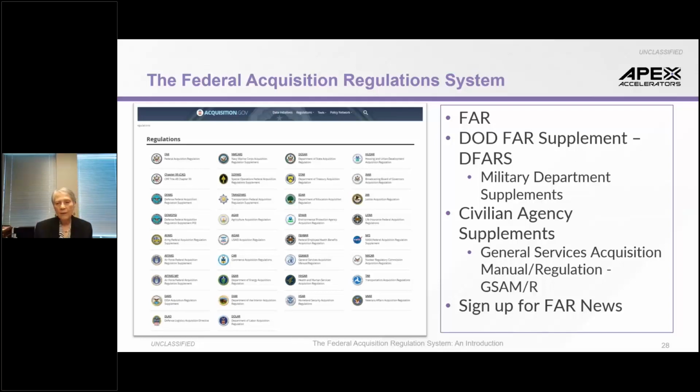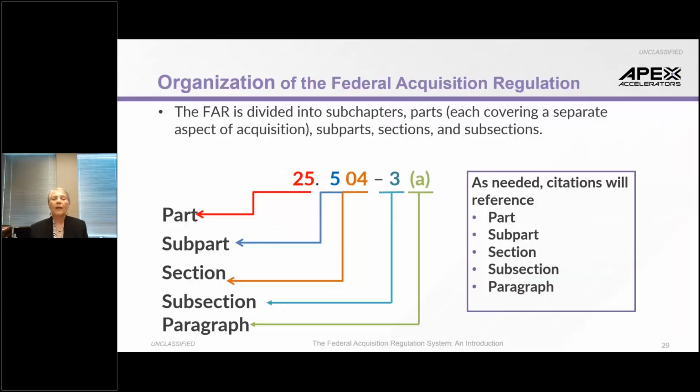If you scroll down, you will also see an opportunity to sign up for FAR News. So if you are interested in keeping up with it like every day, this would be a good thing to sign up for. So now we're going to look at how the FAR is organized. It's divided into subchapters because remember it's part of Chapter 1 of the Code of Federal Regulations. So it's divided into subparts and then parts, subparts, sections, and subsections, paragraphs, etc.